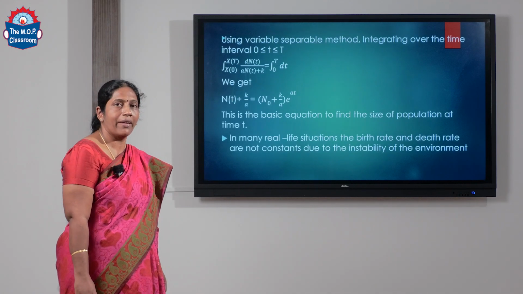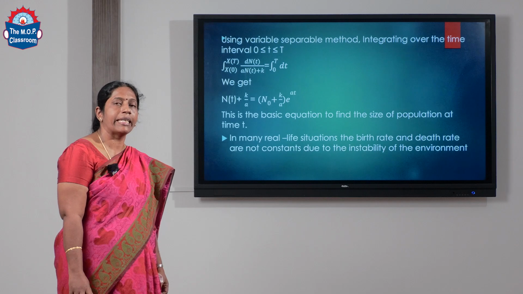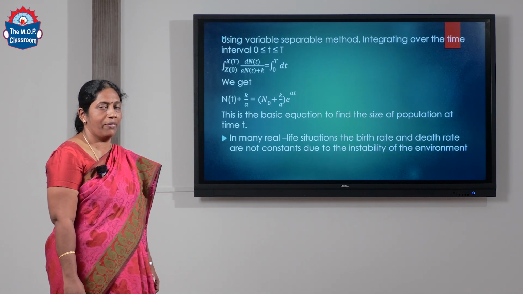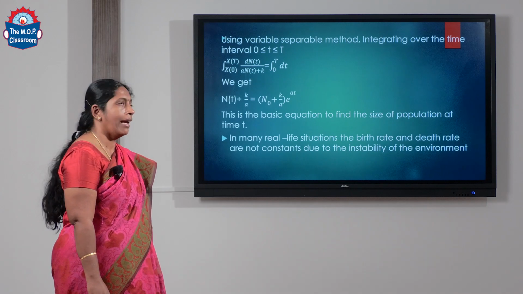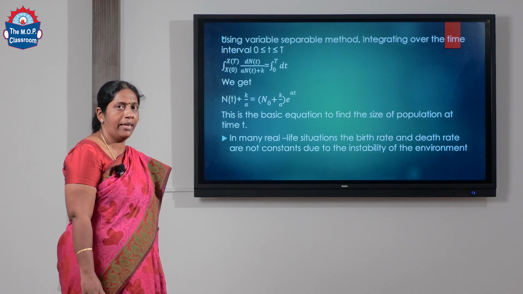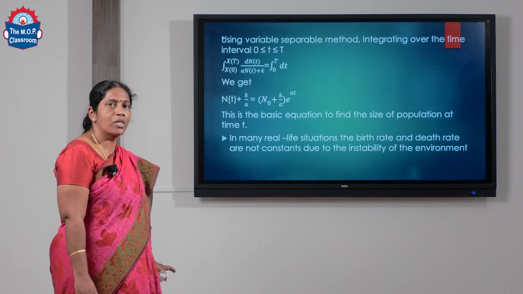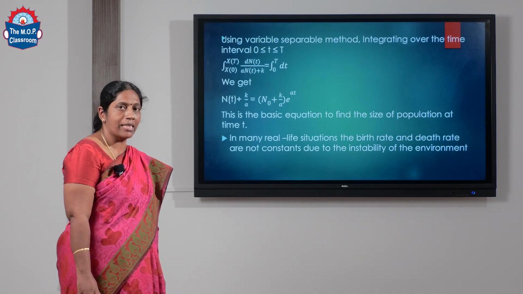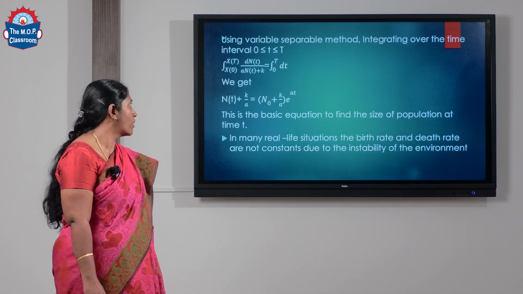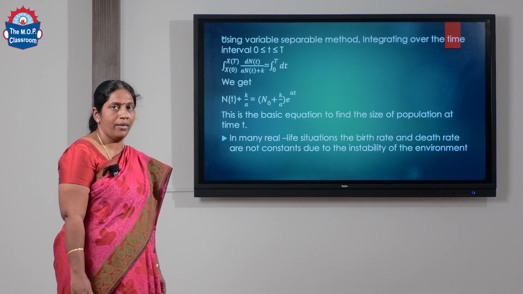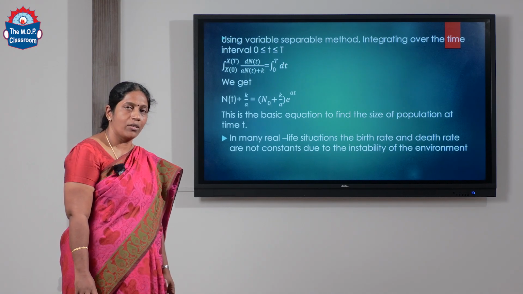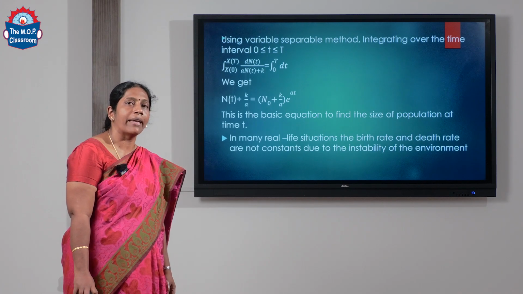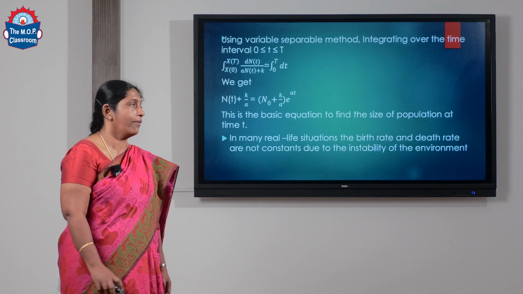Proceeding by the variable separable method and integrating between the limits 0 to t, we have the solution of the differential equation: N(t) plus k/a is equal to (N(0) plus k/a) e^(at). This is the basic equation to find the size of the population at time t when the birth rate and death rate are constant and the immigration and emigration rates are given.